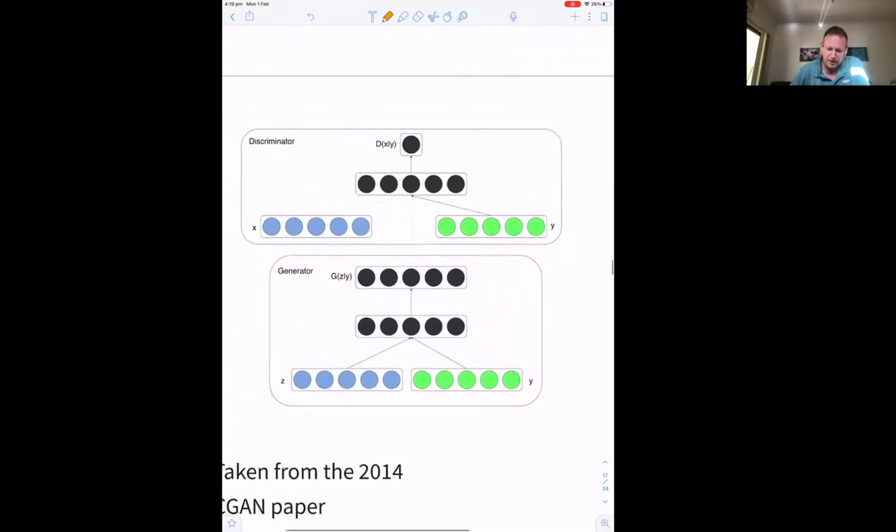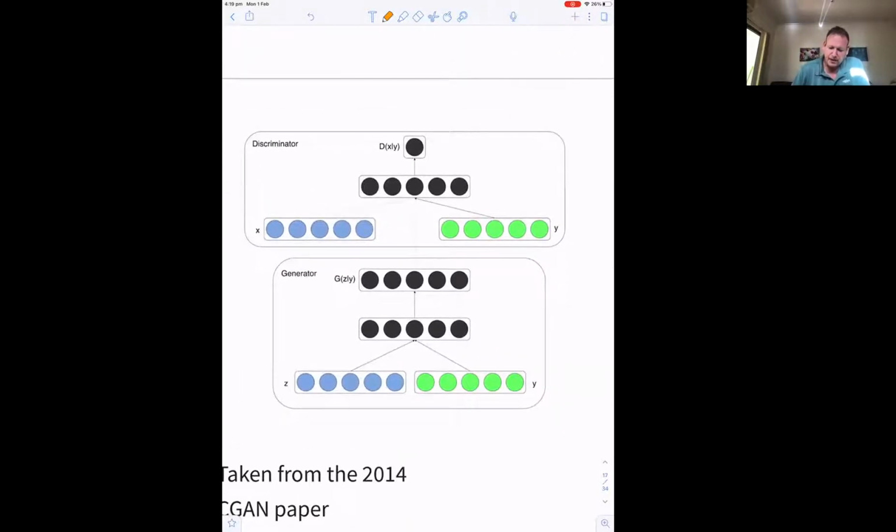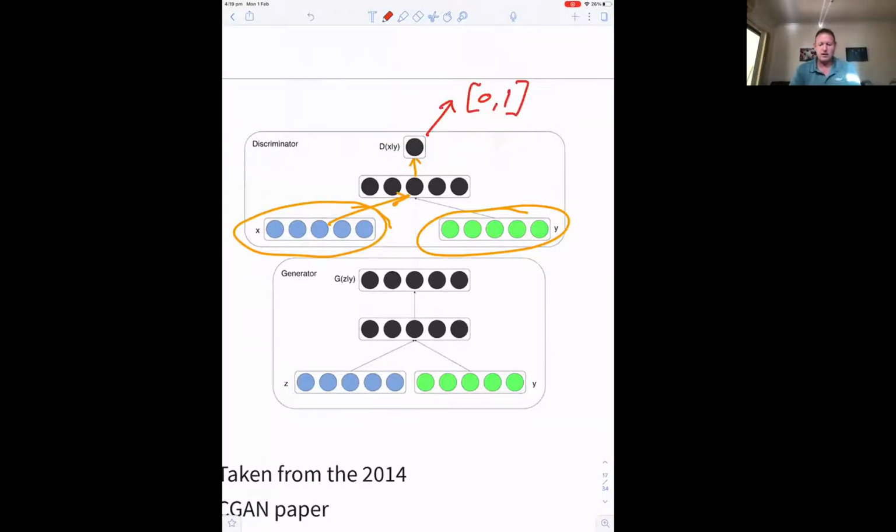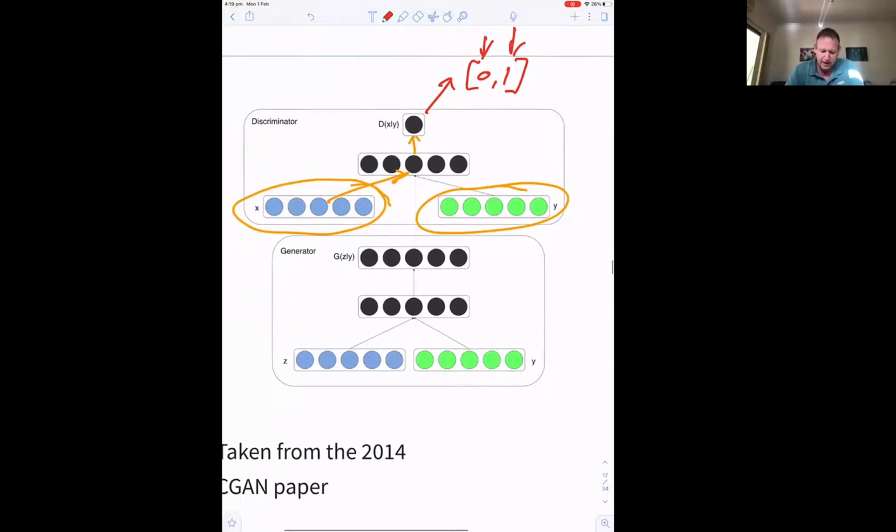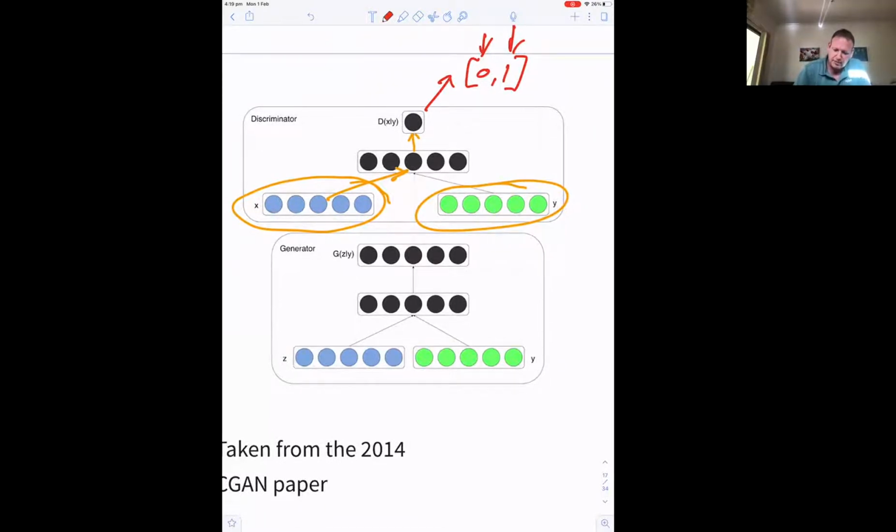Here's an image from the conditional GAN paper. So the discriminator, you give it an X and you give it a Y, and it tells you, conditional on this Y, what's the chance of it being fake or real? It gives you a probability, something in the range 0 to 1. And the generator, you also feed in the labels in the same way. You feed the labels into the generator, and the generator then knows to generate things from different labels.